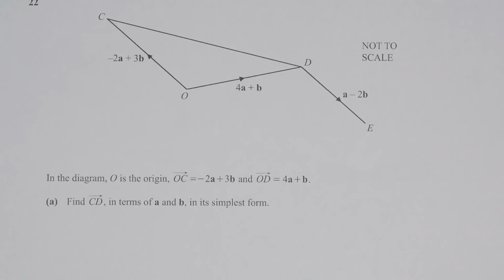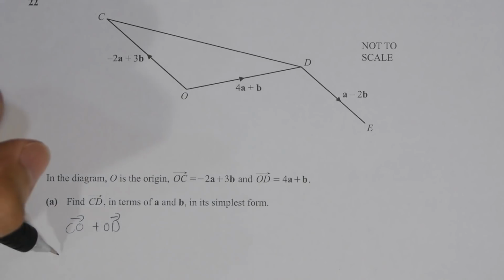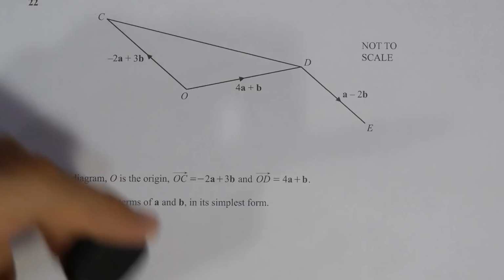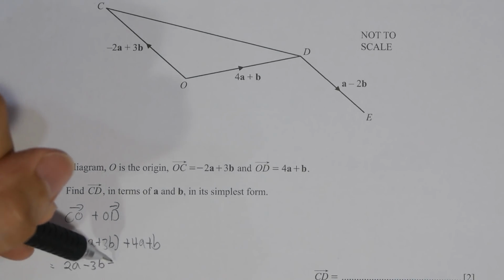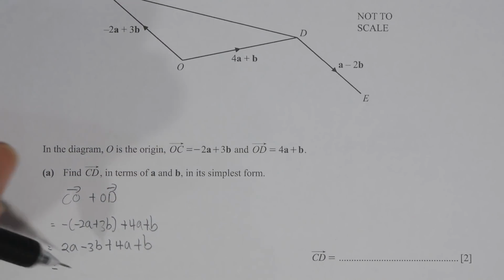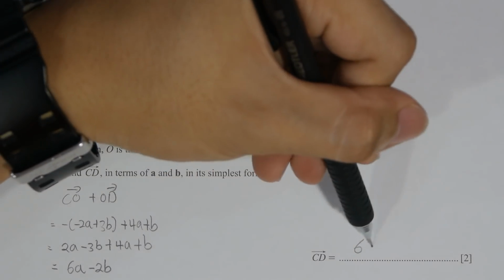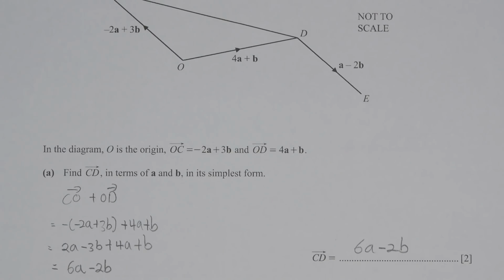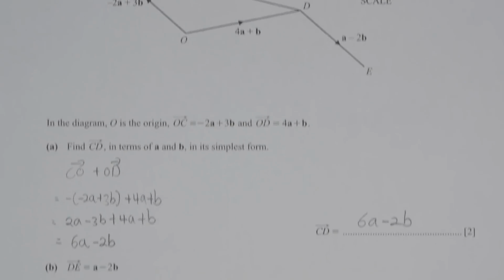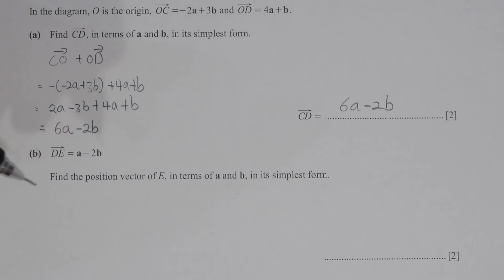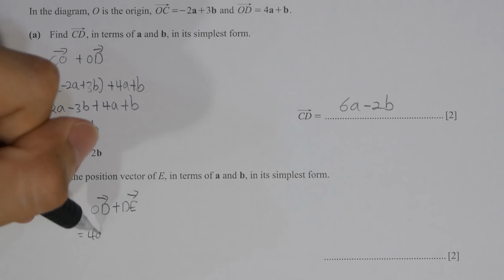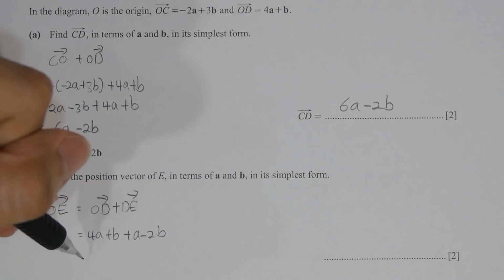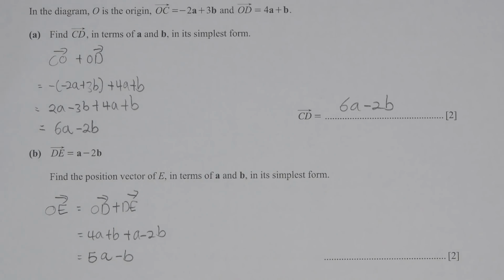Question 22. For you to find CD, all you need to do is take CO plus OD. In our case, I added a negative into CO because the direction and the information given is different. After you run the calculation, you get CD as 6a minus 2b. As for part B, the information given is that DE is equivalent to a minus 2b. So for you to find position vector E, all you need to do is take OD plus DE. After you run the calculation, you get the answer as 5a minus b.